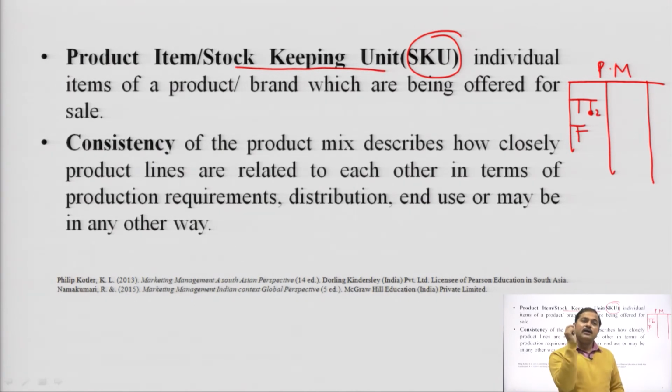So, that one individual item that we are talking about is being considered as the product item and the stock keeping unit. Individual items of a product or a brand which are being offered for sale are considered as the product items basically.